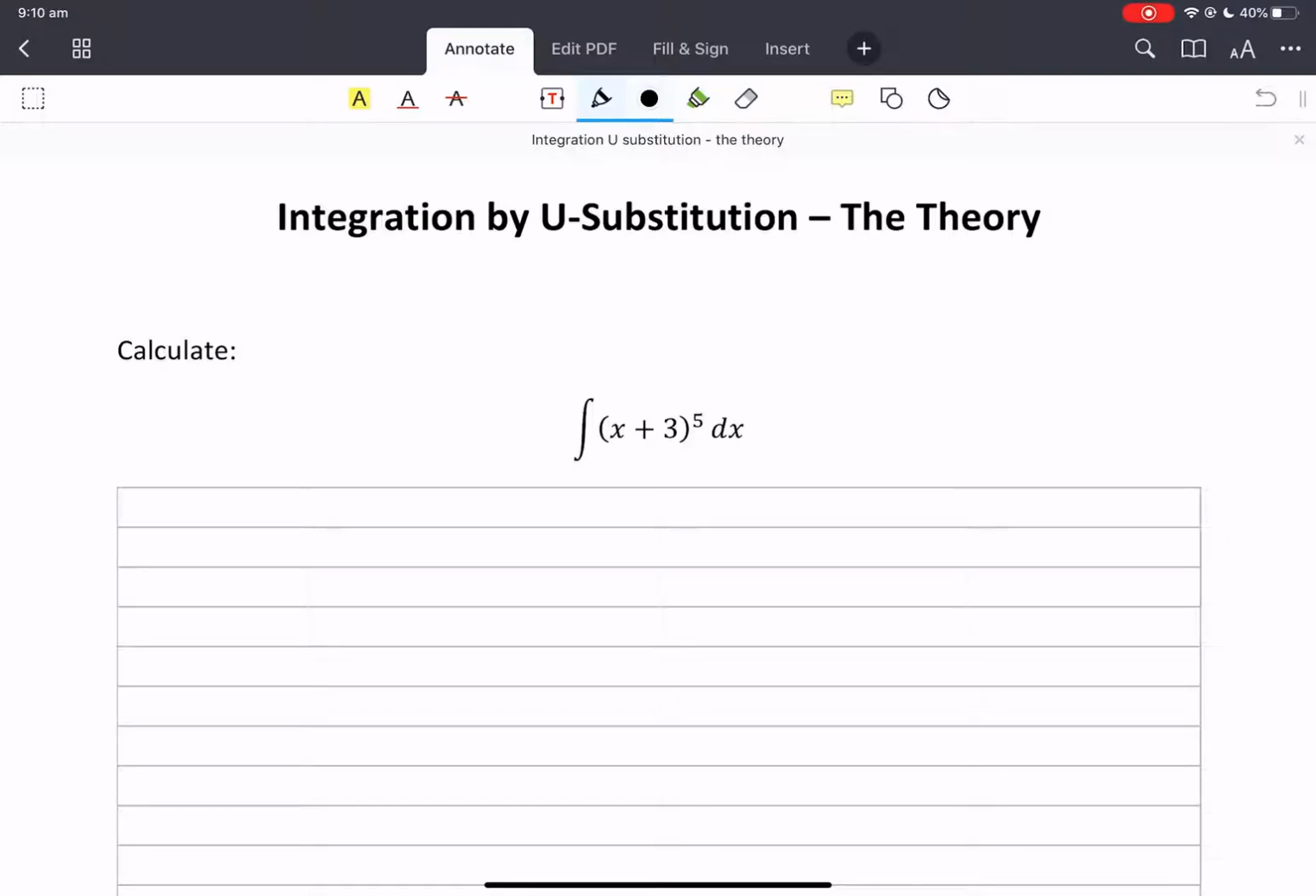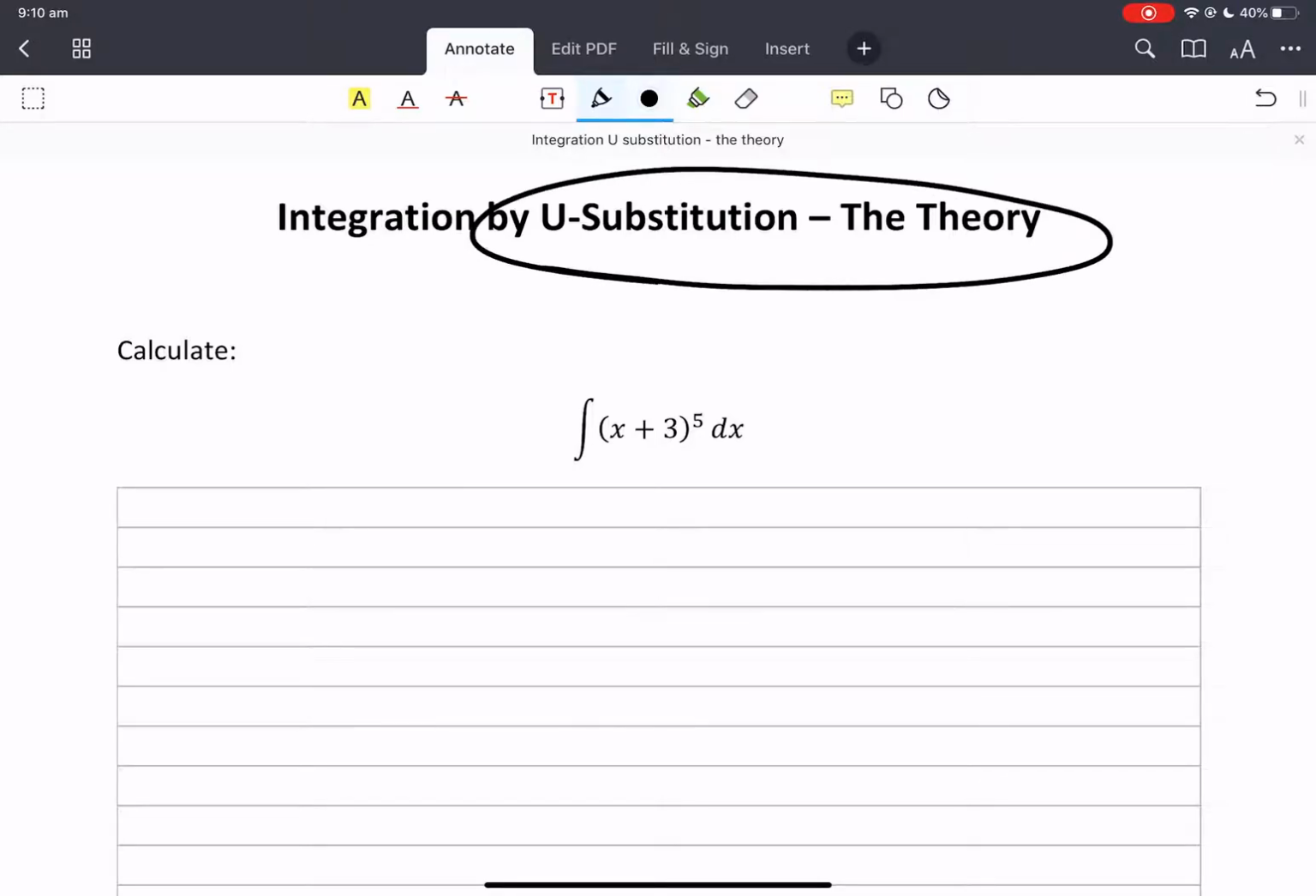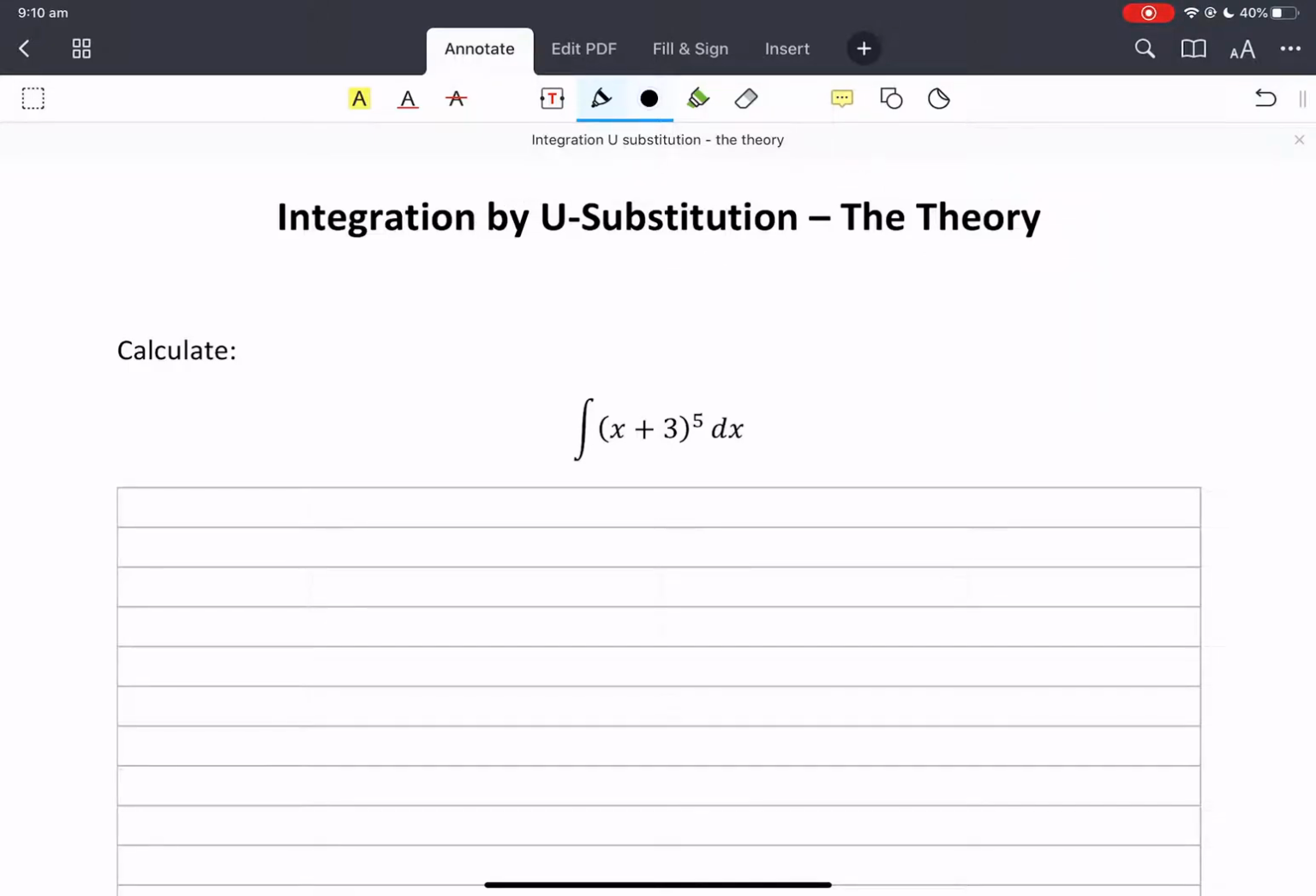Okay, let's do some theory, or first steps in integration by U-substitution. We're going to pretend we're back in the other class, Maths B, Methods, whatever you want to call it. We know that the integral of that is just going to be (x + 3)^6 on 6 plus c. We already know that, but let's just see how it works.